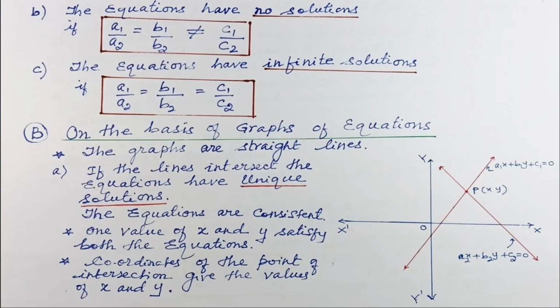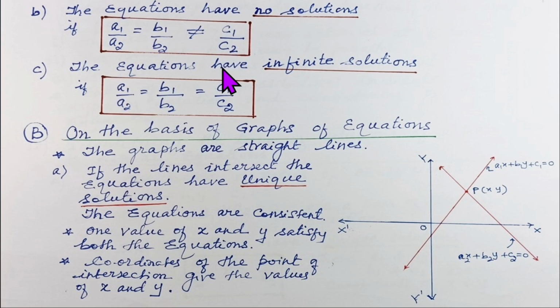Remember that. Now, the second possibility is that the two ratios are equal, that is a1 upon a2 is equal to b1 upon b2. The ratio of the coefficients of x and the ratio of the coefficients of y are both equal. And if these two ratios are equal but not equal to c1 upon c2, that is the ratio of the constants c1 and c2, that is, if a1 upon a2 is equal to b1 upon b2 but not equal to c1 upon c2, then the two given equations have no solutions.